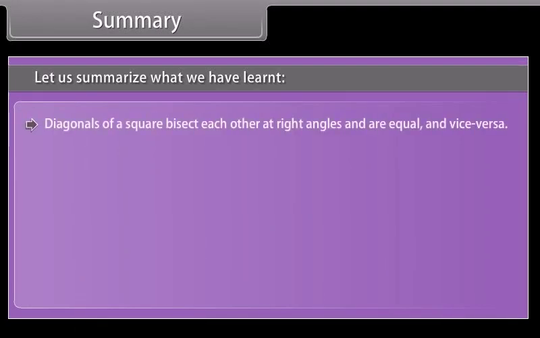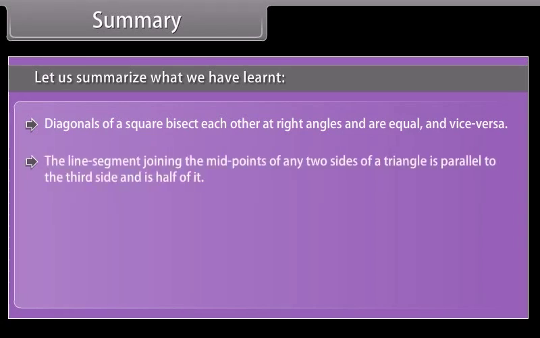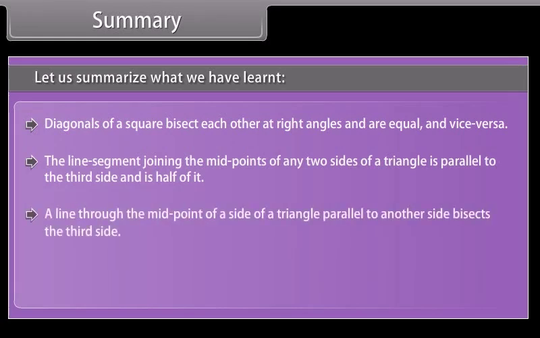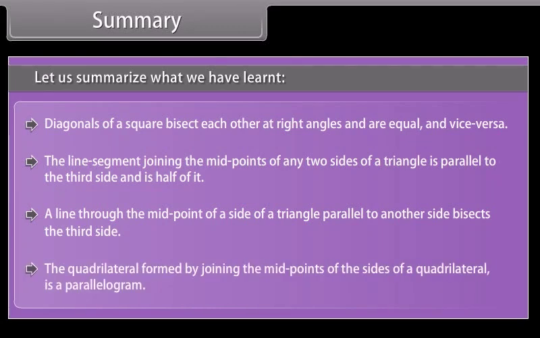Diagonals of a square bisect each other at right angles and are equal, and vice versa. The line segment joining the midpoints of any two sides of a triangle is parallel to the third side and is half of it. A line through the midpoint of a side of a triangle parallel to another side bisects the third side. The quadrilateral formed by joining the midpoints of the sides of a quadrilateral is a parallelogram.